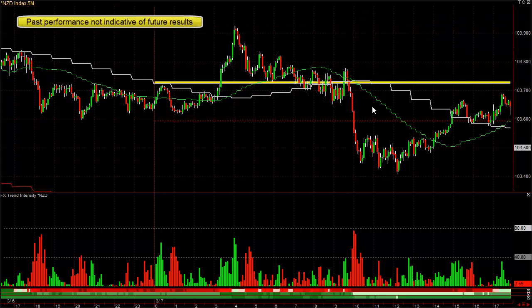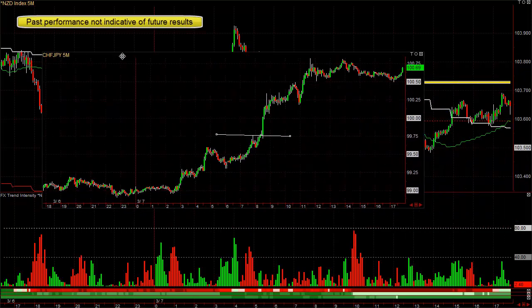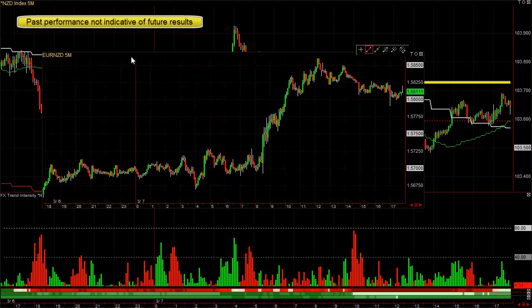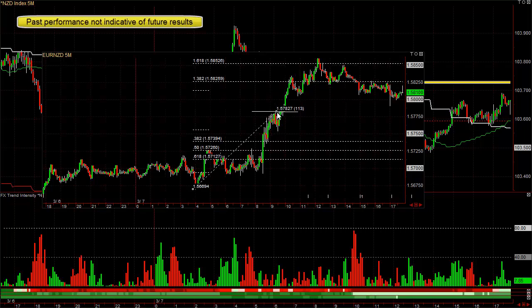So the euro was strong earlier. You can see here when the New Zealand broke down, you could have looked for buys in the euro New Zealand, and you can clearly see very probable moves, and you draw your fibs on the previous swing to get an idea of where your profit target is. And the 1.618 is probably 80% of the time the maximum profit you're going to get. So a lot of times it stops at the first one.